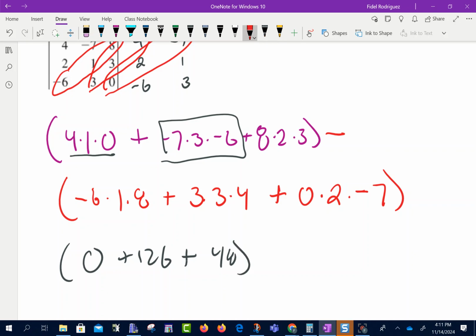Okay, and then minus 6 times 1 times 8, that's a negative 48. 3 times 3 is 9. 9 times 4 is 36. That's going to give me 0.